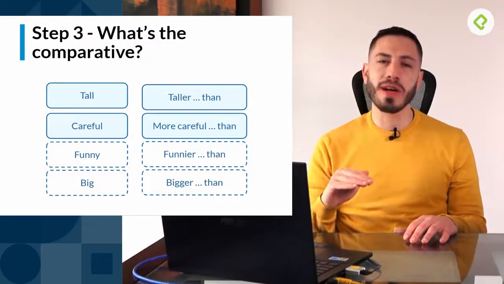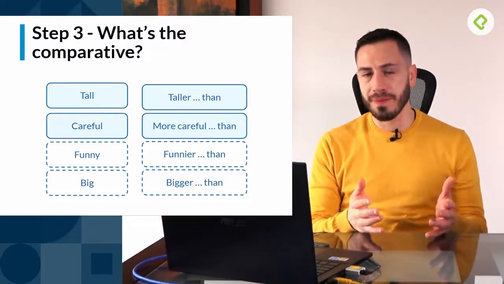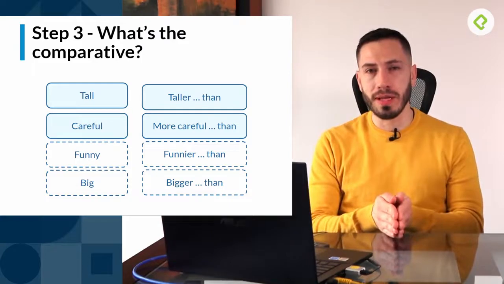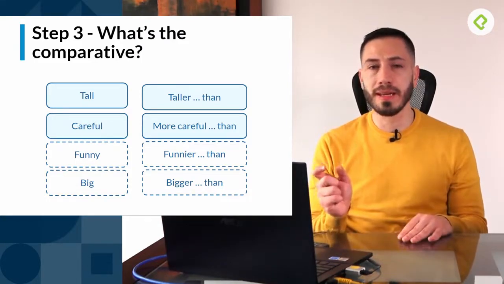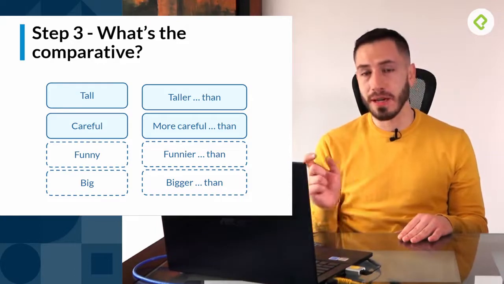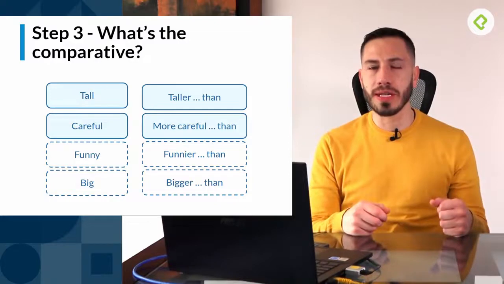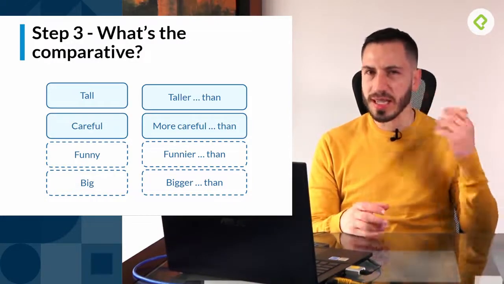And there are other exceptions that you need to learn by memory, like big. And why is it an exception? Because you need to double the last letter, the letter G. So if you look at the spelling, this word is bigger than, but with double G. This might sound confusing at the beginning, but you will see that there are not many exceptions, so it's easy to remember.